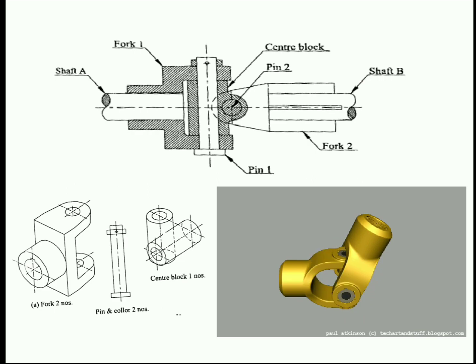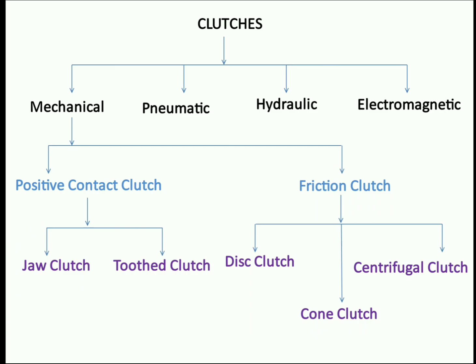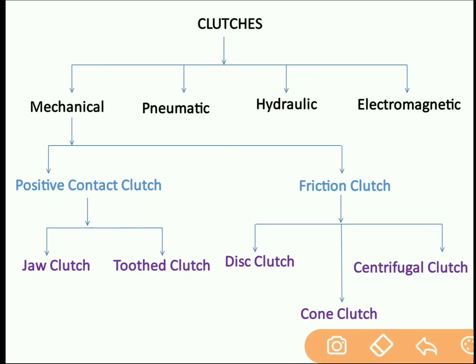So this is the end of types of couplings. Now we will move to clutch. Clutch is classified into four parts: mechanical clutch, pneumatic clutch, hydraulic clutch and electromagnetic clutch. In this chapter, we are going to study broad classification of mechanical clutch.